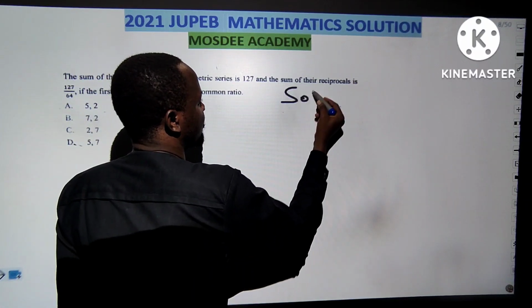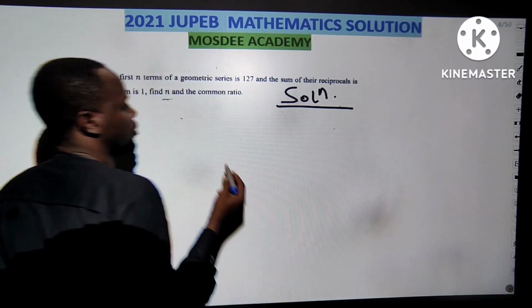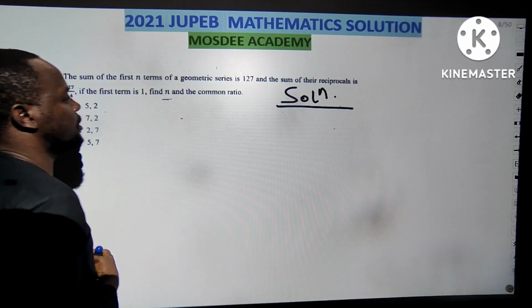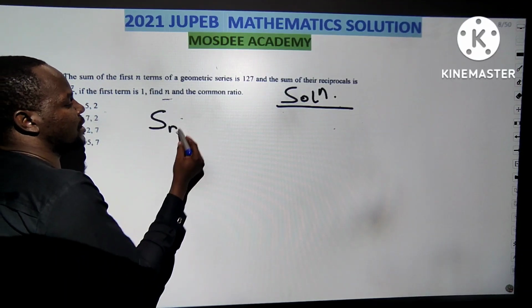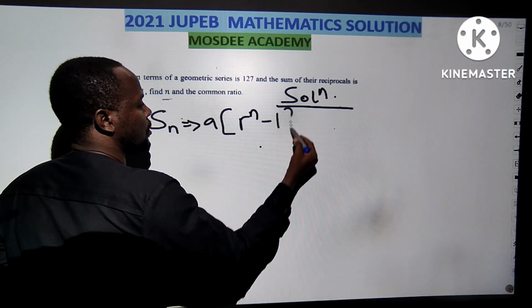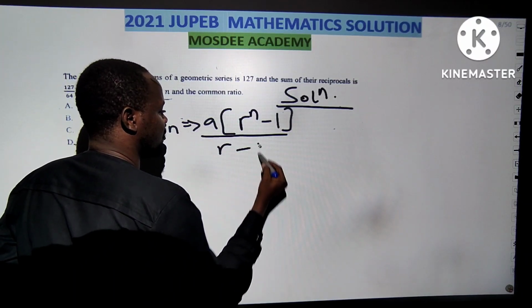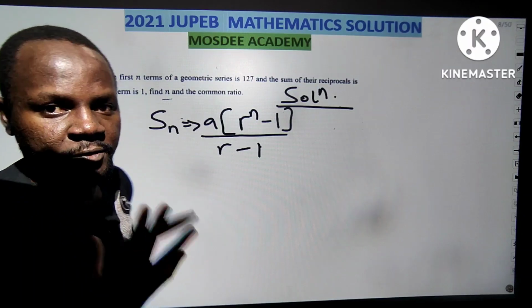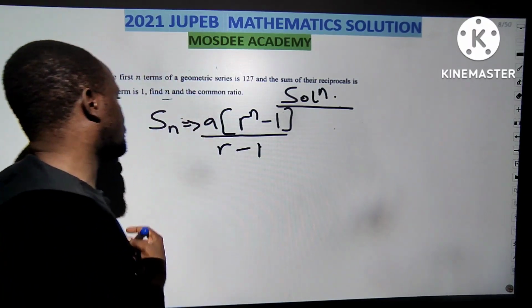So the solution, I think this is a formula based question. If you go by that, solution wise, the sum is Sn equals A open bracket R raised to power n minus 1 over R minus 1. This is what you need to know. That is why I said it's a formula based question. So let's simplify quickly.